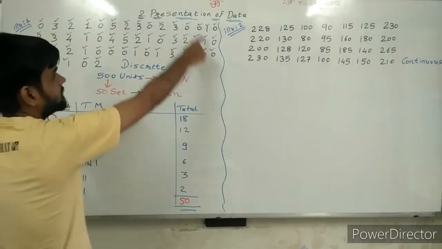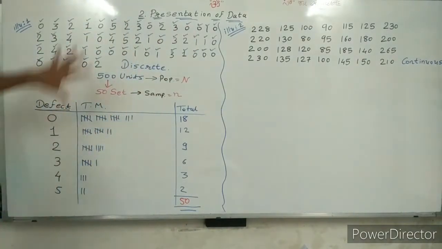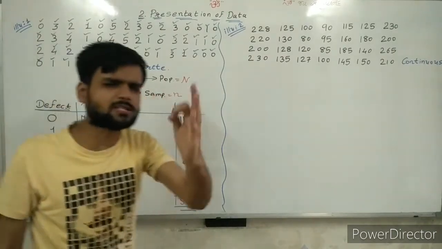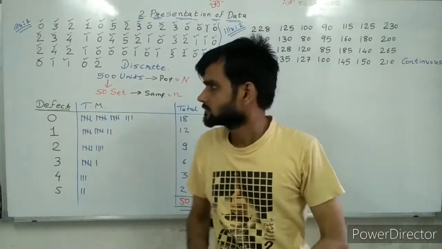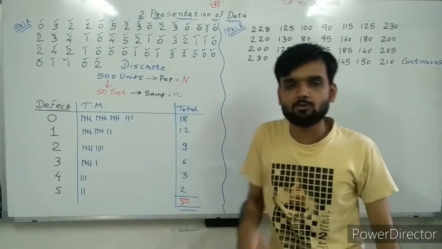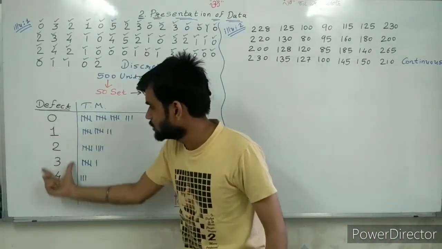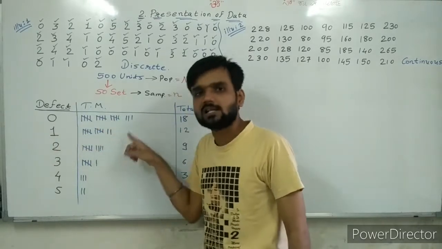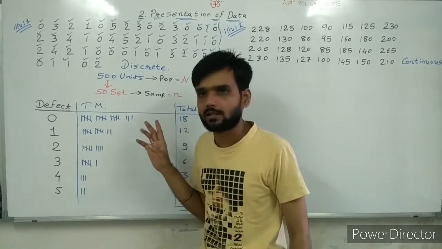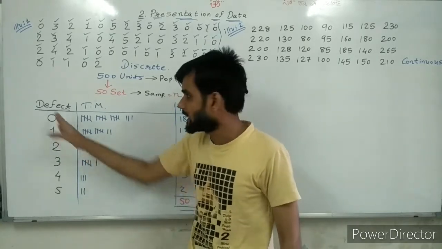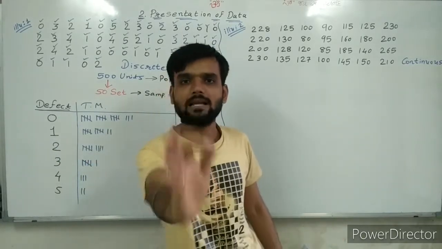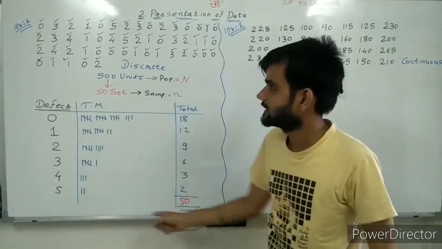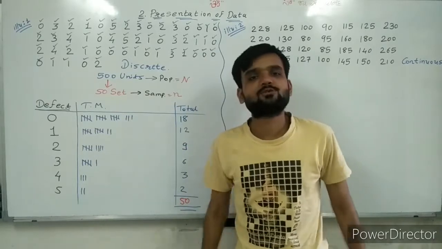Here raw data is given. This raw data we have presented in a proper way, so it becomes the best presentation. And this is a discrete frequency distribution because here perfect values are taken. 0 means 0 is considered here, 1 means 1 defect items are considered here, 2 means 2. That's why it's discrete. Discrete means perfect value distribution. So this is a discrete frequency distribution.